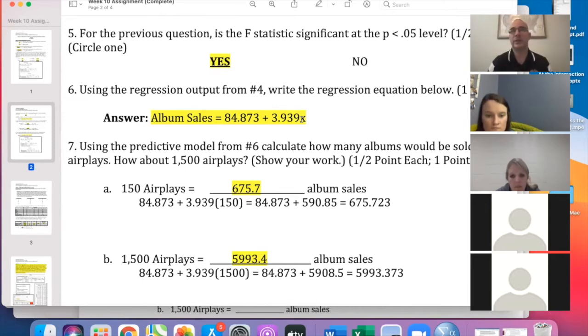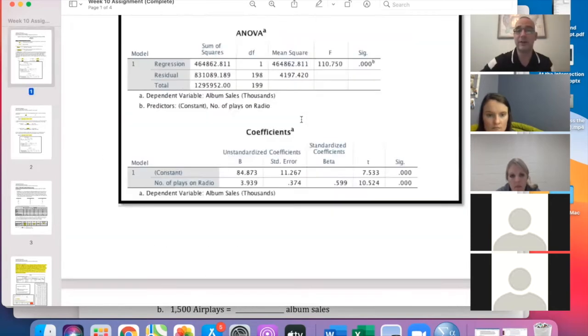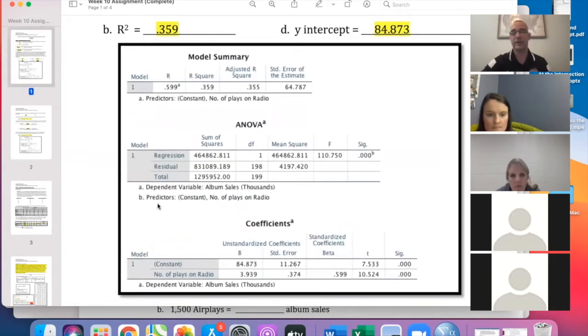In this case, we could have as many independent variables as we want. We could have run this analysis with number of airplays, advertising dollars, minutes of radio airplay, whatever. You pick the independent variables, you could have as many as you want in this formula. You could have 10, you could have 20. In this case, for simplicity's sake, we just had 1.